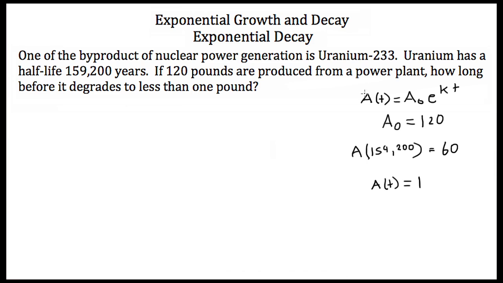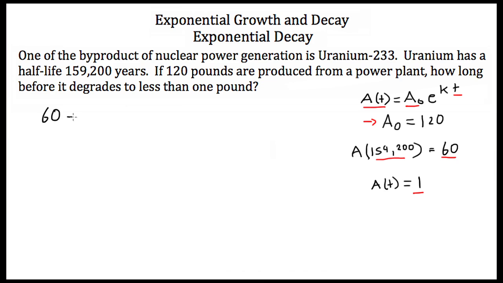So we have basically all the same information we had before. I'm going to plug in my initial amount into this equation. I'm also going to plug in this value for time and this value for A sub t, and then I'm going to solve for k. Once I have my k value, I'm going to plug in this amount for A sub t, and I'm going to solve for t, because that's what I need to know. I need to know the time when we have less than 1 pound, or let's just say 1 pound. So first step, plug everything in.